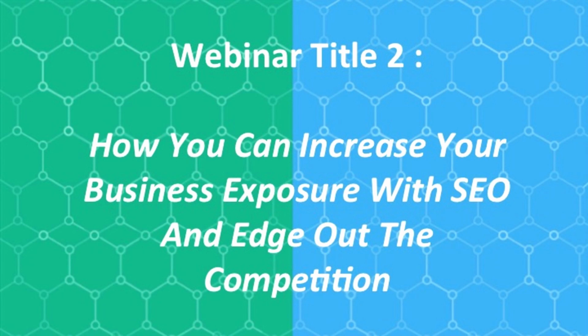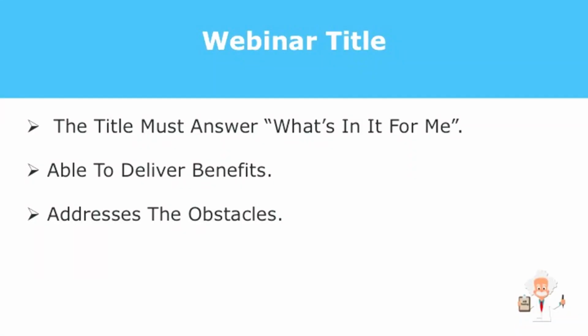Title number 2, how you can increase your business exposure with SEO and edge out the competition. And here's the result. Using this formula allows you to use best keywords for a more effective title compared to just coming up with one off the top of your head. The reason is self-explanatory. The title answers the "what's in it for me" question, gives one method to deliver the benefit, and addresses the obstacles which the webinar will help overcome.